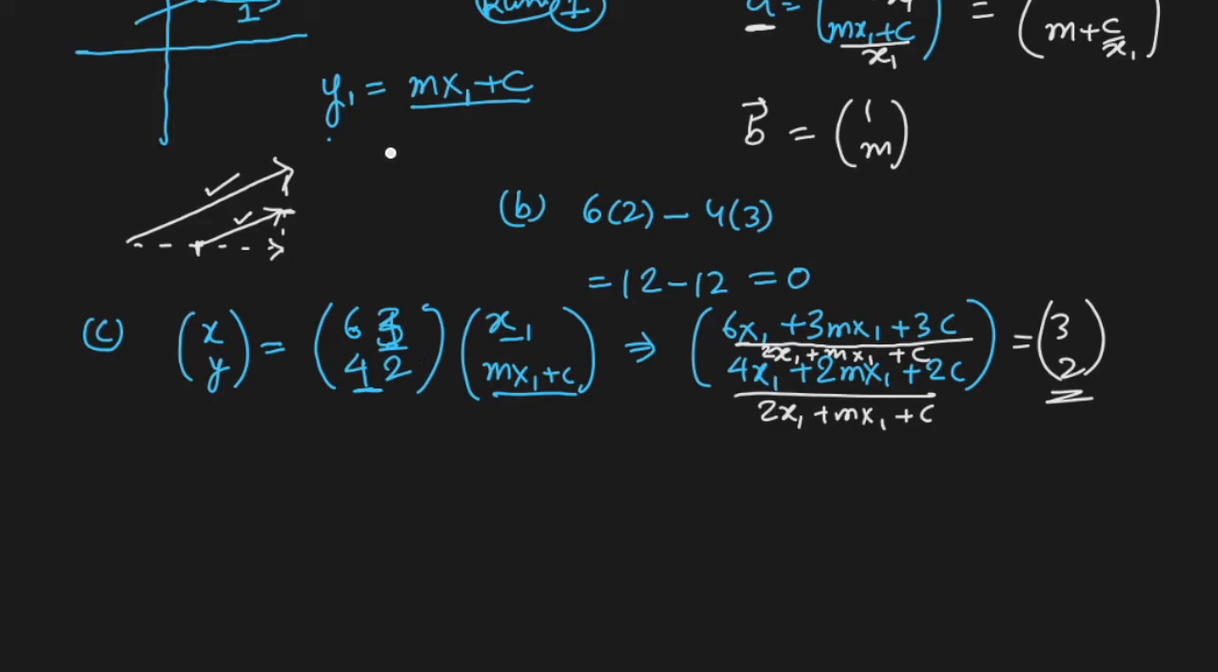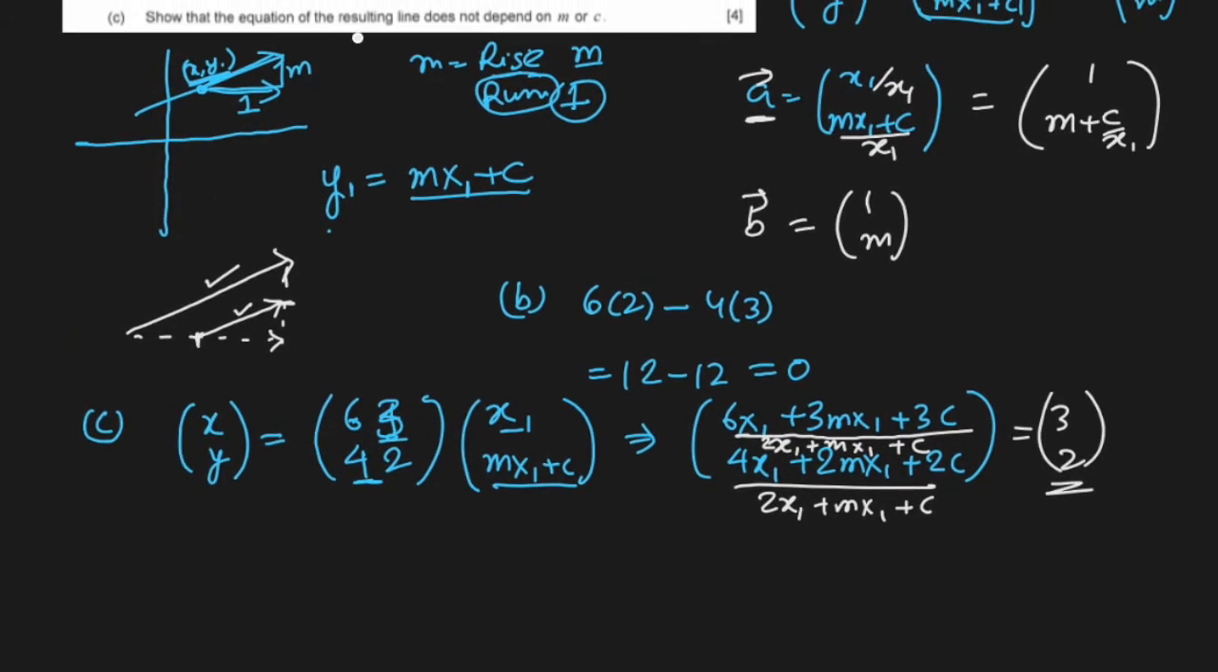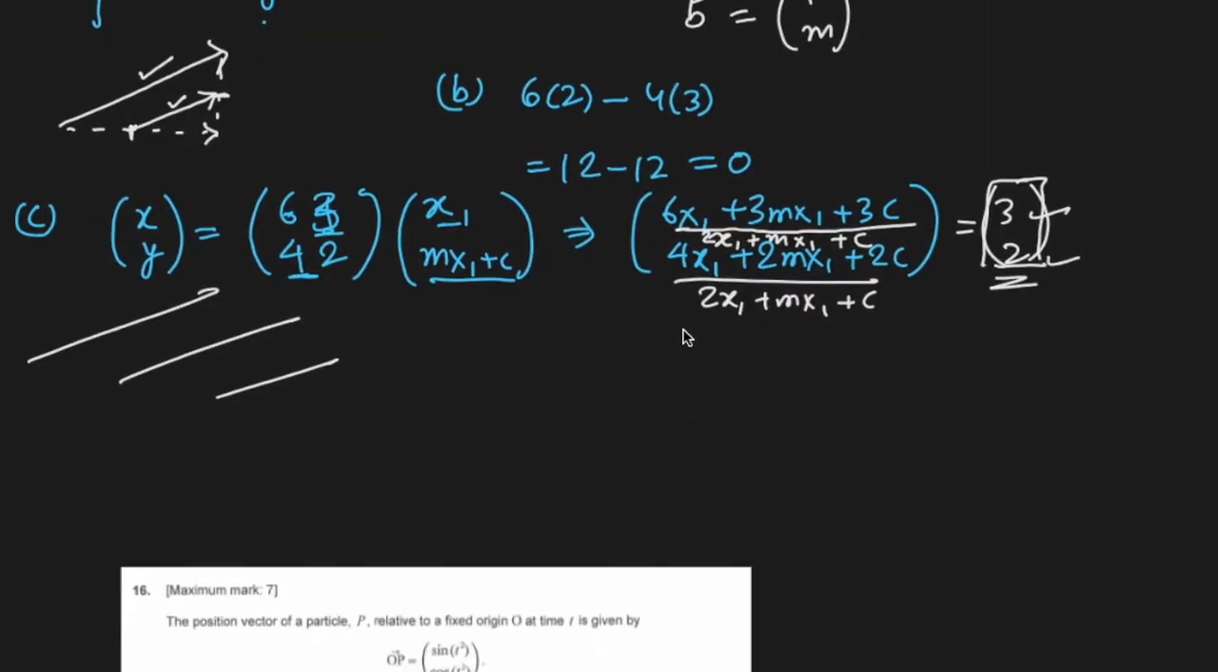So that proves what they ask us: show that the equation of the resulting line does not depend on m or c. So we have a fixed vector, but m and c are not important because the positions will change, so it will not be affected by m or c. The coordinate ratio will remain 3 and 2. Moving on to the next one.